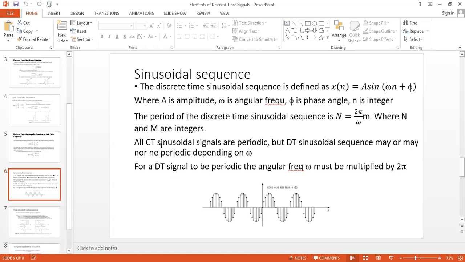All continuous time sinusoidal signals are periodic, but discrete time signals may or may not be periodic, depending upon the value of omega. For a discrete time signal to be periodic, its angular frequency should be a multiple of 2 pi. Then it will be a periodic signal.